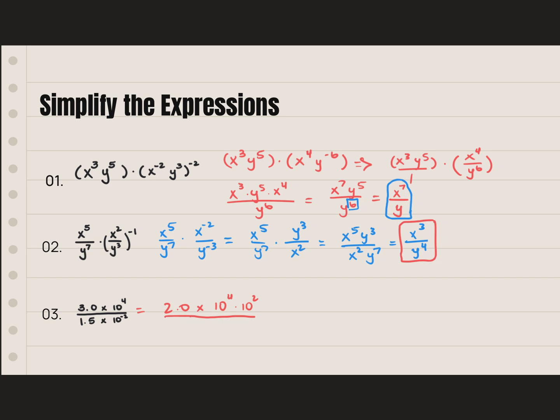I don't have anything left in my denominator anymore. Everything either flipped up or 3.0 over 1.5 canceled and became 2. When I multiply something of the same base, I add their exponents. 10 is the same base, so I'm going to get 2.0 times 10 to the 6th. And that would be my final answer on this one.